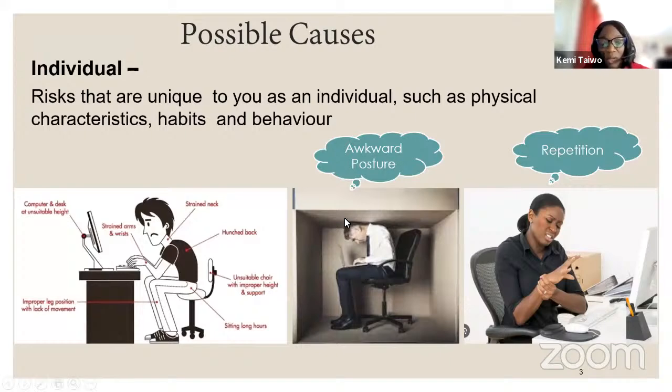Possible causes include awkward posture when walking, repetitive exercise, like, you probably have to hold your mouse all the time. So that's repetitive. And your computer and desk at unsuitable height, probably your seat is too low or too high for the table on which you place your computer. Then improper leg position, like we are seeing here, hunched back when working on the computer, strained neck. These are the causes of tissue disorder.